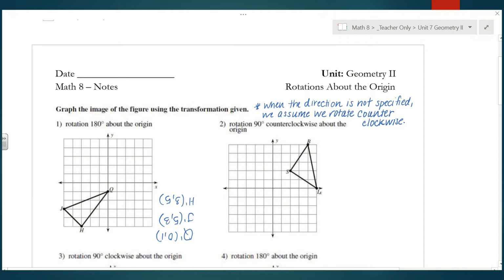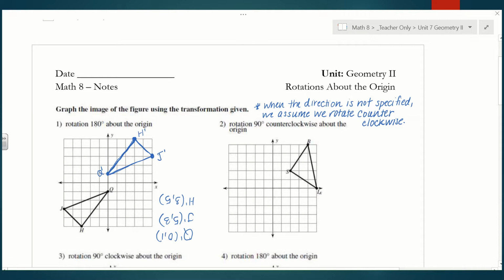So Q prime, we said was going to be 0, 1, which ends up being right here. J prime is 5, 3, which ends up being right here. And H prime is 3, 5, which is right here. Connect your points, create your triangle, and you should see that it looks like it has been rotated. The shape is congruent, and there you go.